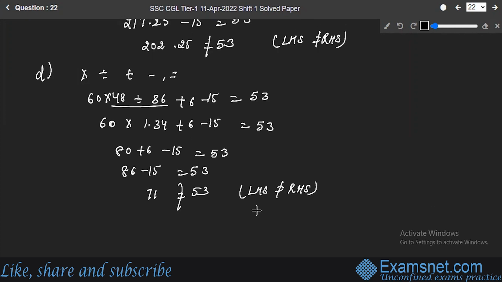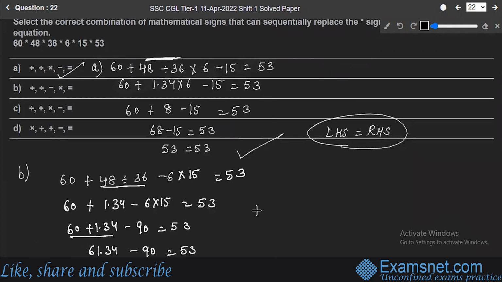Only in the case of option A, you had the LHS and RHS as equal. So option A is the correct answer. We are pretty sure of our answer right now. This is the answer for the question. Let's move to the next question.